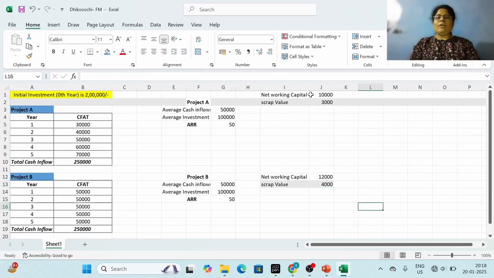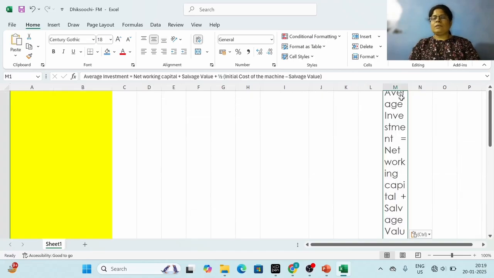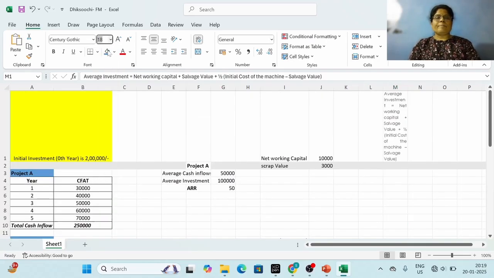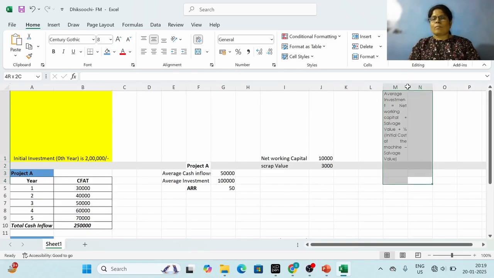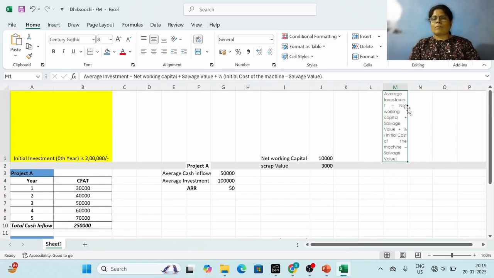So, if there were no net working capital and scrap value, this was the procedure that we have applied. Now they have given some salvage value and the net working capital. Then how are we going to calculate it? There is no change in the numerator, right? So let me show you the formula. This is our formula. Let me reduce the size. So this is the formula.